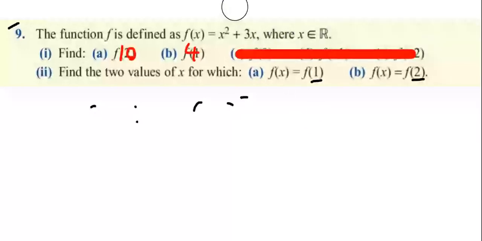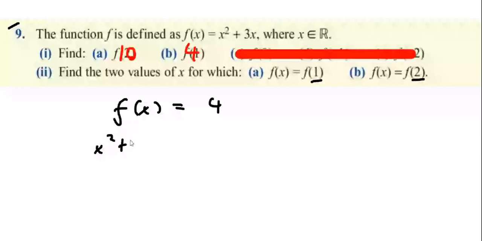So what I'm going to say here is, all right, it's going crazy on me. Not good. All right, let's keep going. I'm going to say that fx equals 4. That's what that question means, isn't it? And therefore it means x squared plus 3x equals 4.